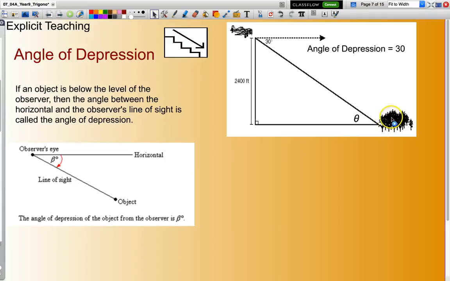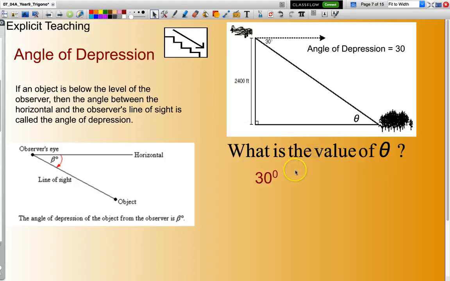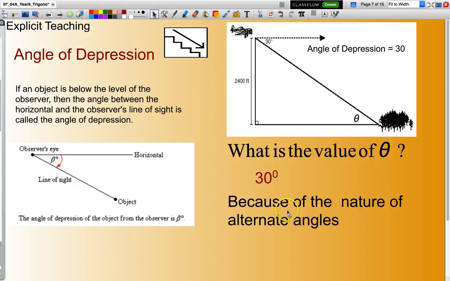Now I'm going to ask you, if that there is 30 degrees, what is angle theta? Just think about that for a second. Of course, it is 30 degrees. Why so? Well, there you go. Because of the nature of alternate angles. And that was a little bit of that starter question that I had.